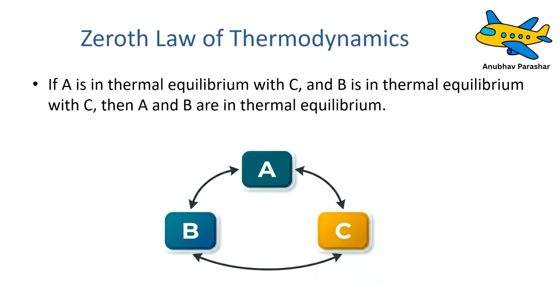It is almost 60 minutes. The last topic is the zeroth law of thermodynamics. Now, what does this zeroth law of thermodynamics say? It is a very, very simple law. It says that if two systems A and C are in thermal equilibrium, and C is in thermal equilibrium with B, then we can say that A and B will also be in thermal equilibrium.